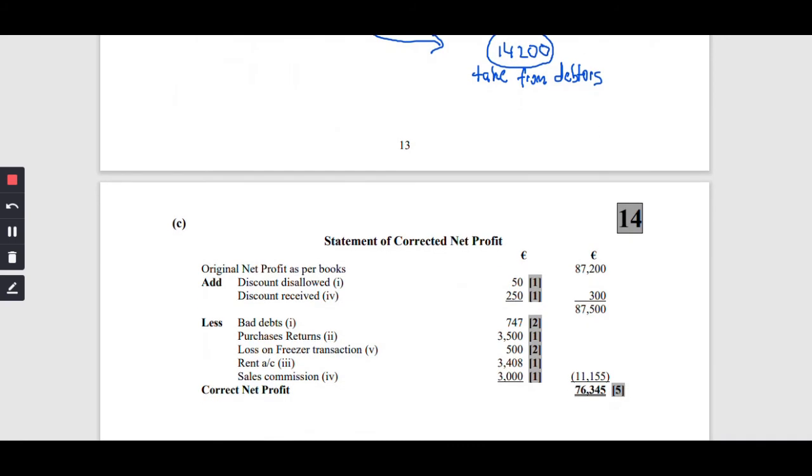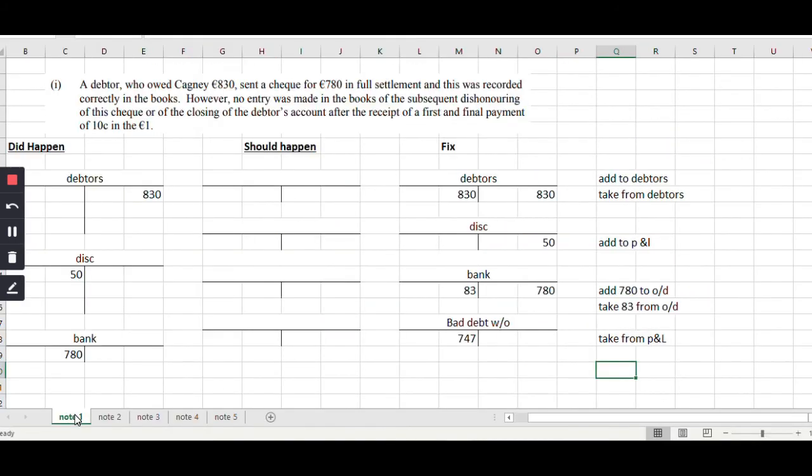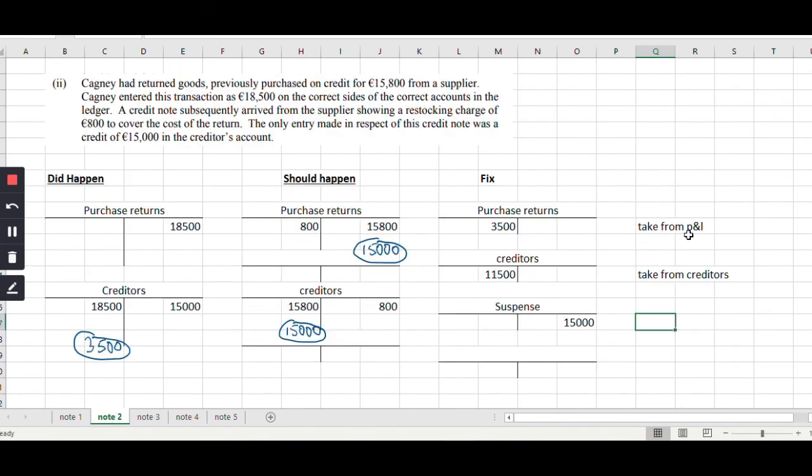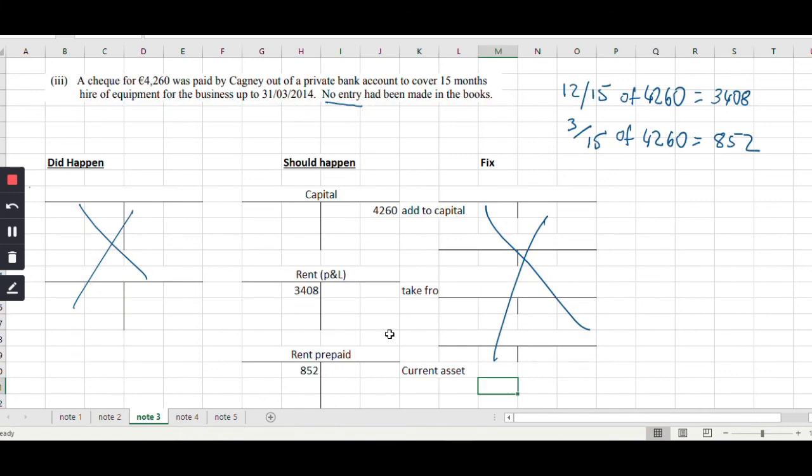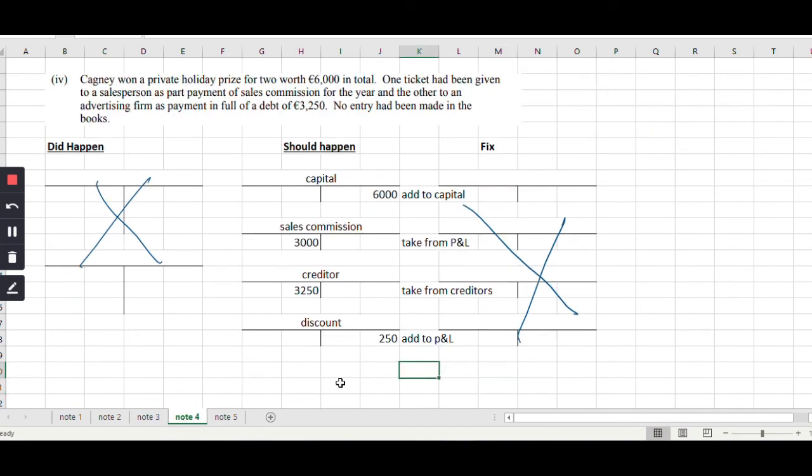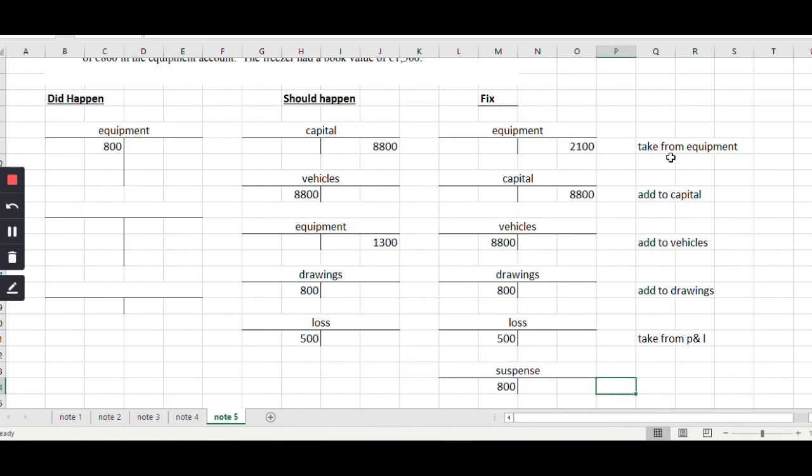I'll just have a quick look at them. So we'll go through them. Note 1, we had this one here, discount, add 50 to the P&L. This one here, take 747 from the P&L. Note number 2, take away 3,500 from P&L. Note number 3, 3408 take away from P&L. Note number 4, 3,000 take from P&L, 250 add to P&L. Note number 5, we had only this one here, 500 take from P&L.